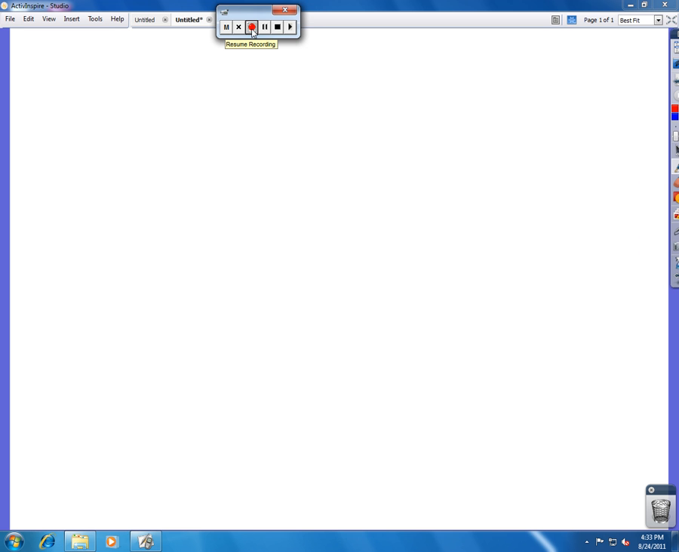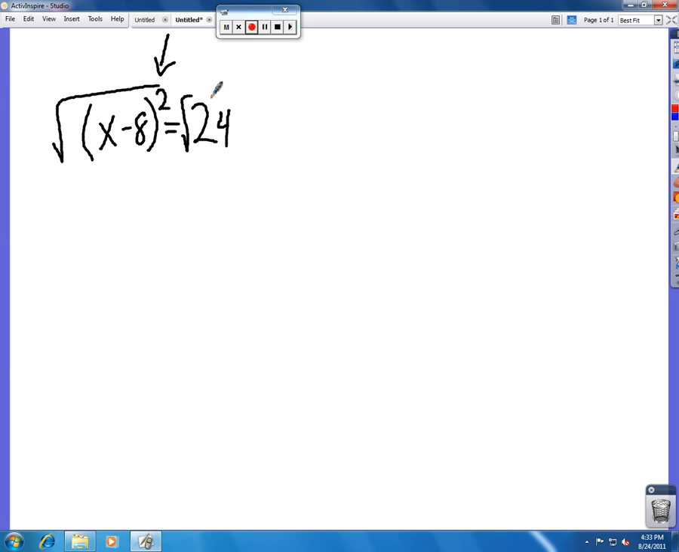Okay, one more example, a little bit trickier, I guess. X minus 8, this whole thing squared, equals 24. So again, we've got this square here, and we want to get rid of it. To get rid of the square, you take the square root of both sides, and that'll always get rid of it. In this case, your radical and your square will go away. So you're left with x minus 8 is equal to plus or minus square root of 24.